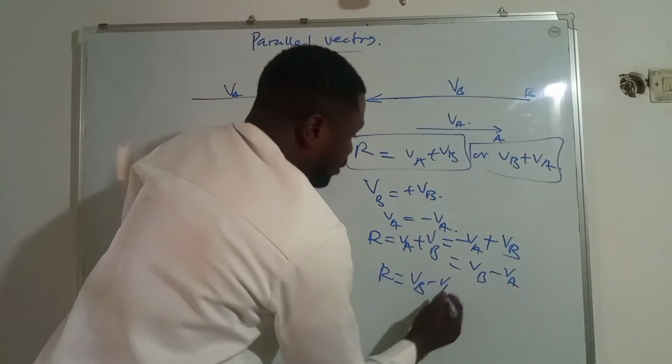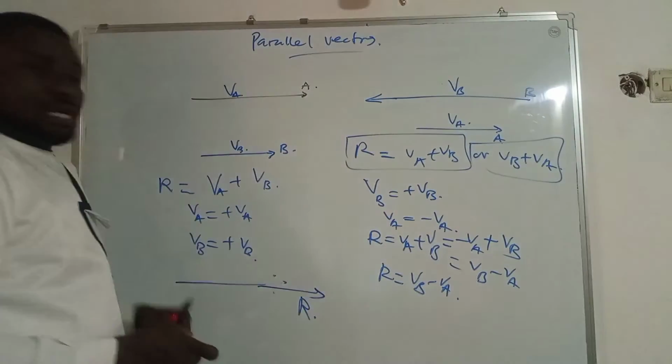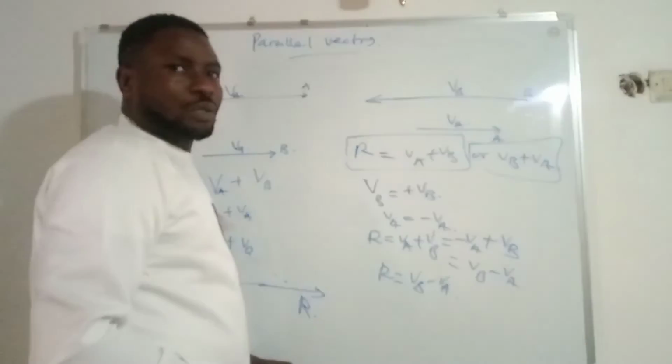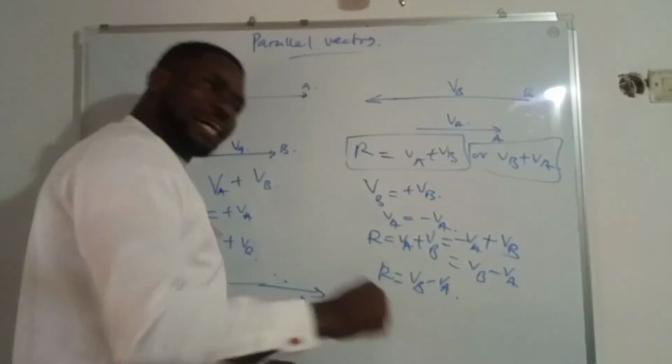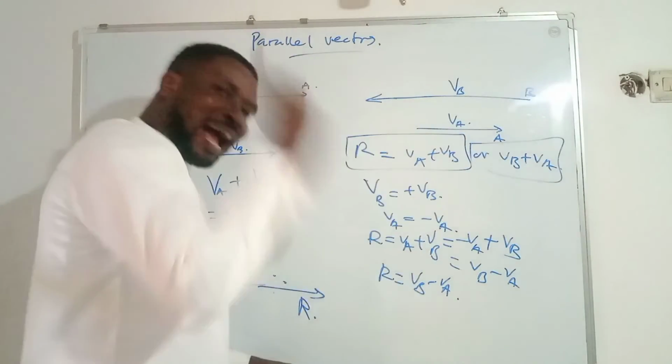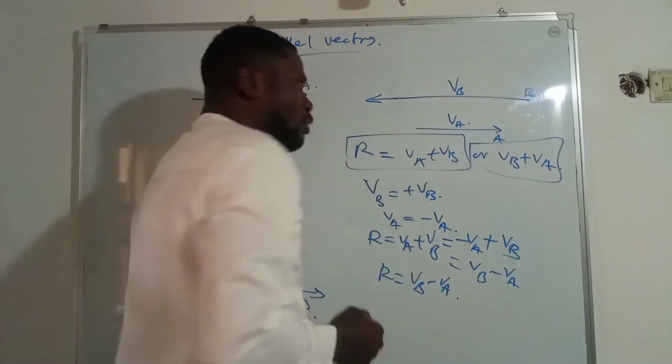You can now see that the resultant turns to VB minus VA. Now, having done this, you will ask yourself, what is the direction of the resultant? I told you earlier that the direction of the resultant must be the same as the direction of the vector with the highest magnitude. Go back to the diagram.